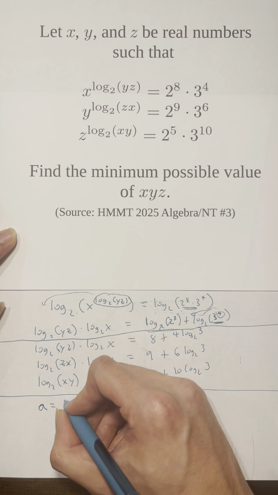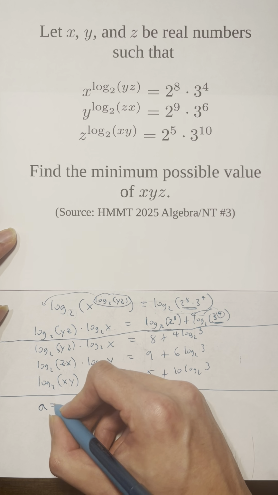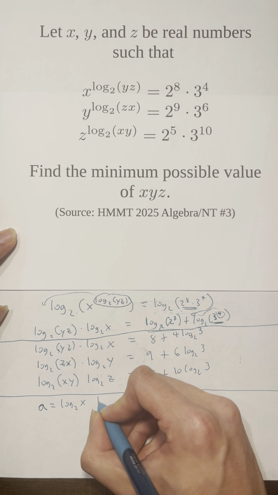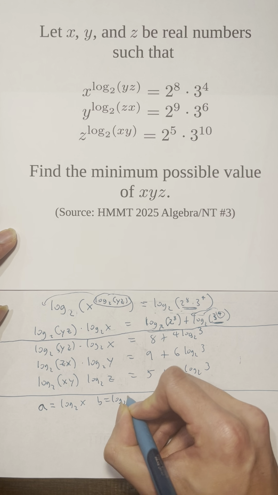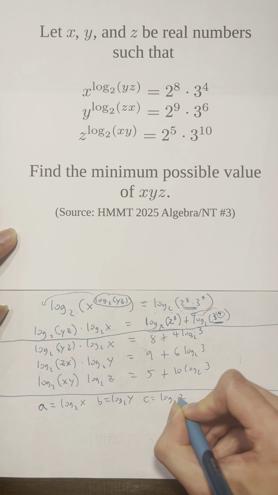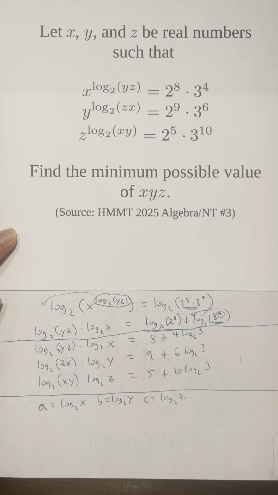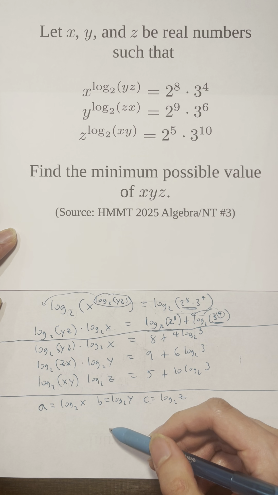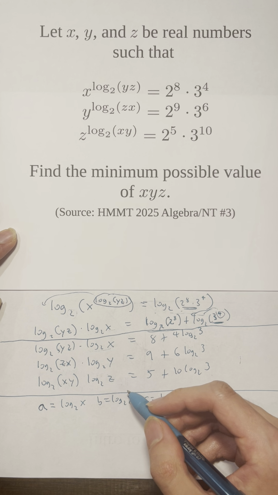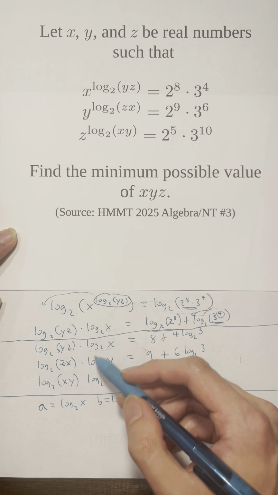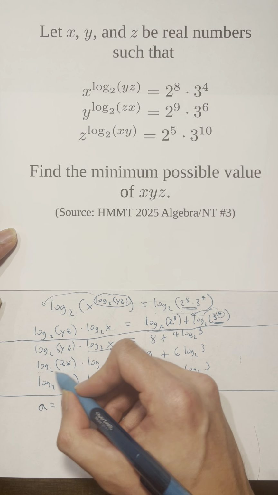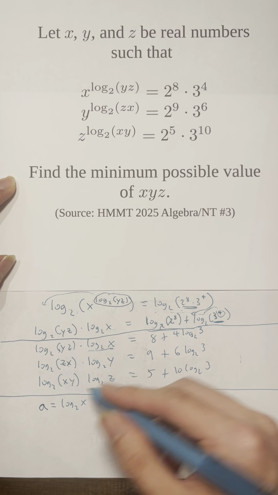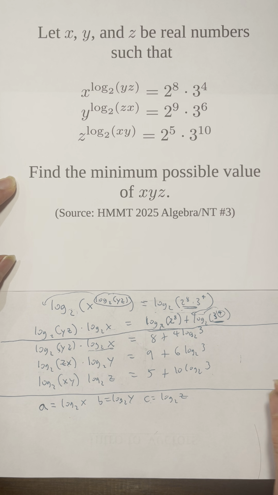By substitution. So we're going to change log base 2 of x to a, log base 2 of y to b, and then log base 2 of z to c. Why are we letting a be equal to log base 2 of x? Because it occurs more than once. It occurs 3 times. It's right here, it's also here. Wherever there's repetition, you want to think about substitution.